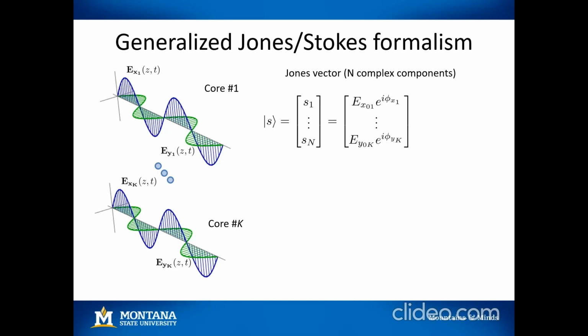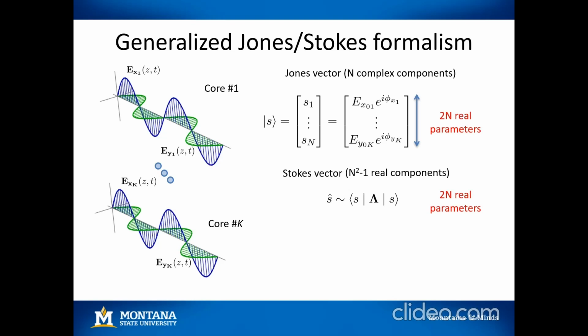Each one of these components has the amplitude and the phase of the pulse launched at a certain degree of freedom. So we have n complex components and 2n real parameters. The same information can be represented equivalently by a Stokes vector. A generalized Stokes vector has n squared minus 1 real components, and it can be obtained from the Jones vector by using a quadratic transform. Since the Jones vector depends on 2n real parameters, the Stokes vector depends also on 2n real parameters, and therefore the Stokes components are interdependent.